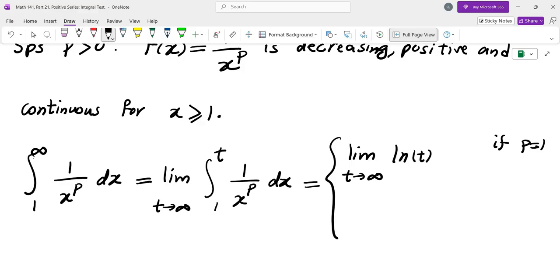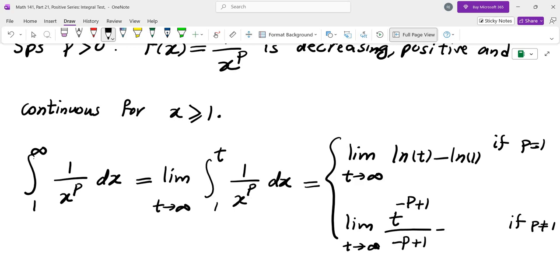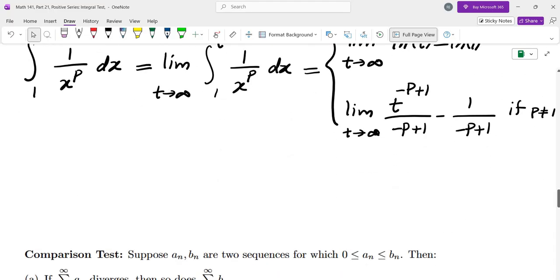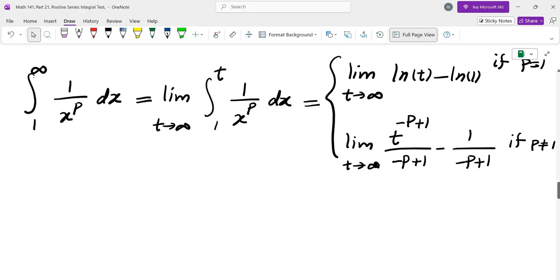So this is natural log of t minus natural log of 1. If p isn't 1, then this would be just the power rule. So we can say this is t to the power of negative p plus 1 over negative p plus 1, minus 1 over negative p plus 1. Now, for the first case, we know that natural log goes to infinity, so this is just infinity if p is 1. For the second case, what happens when t goes to infinity?